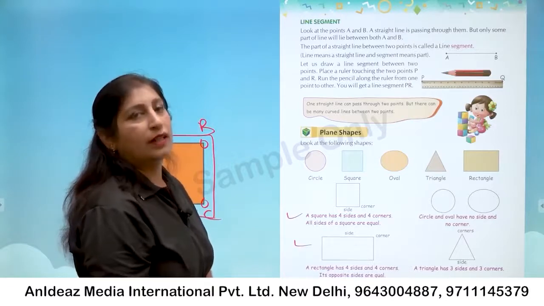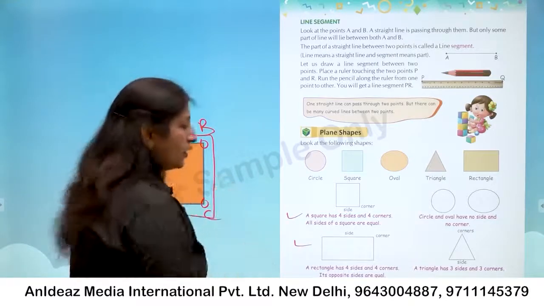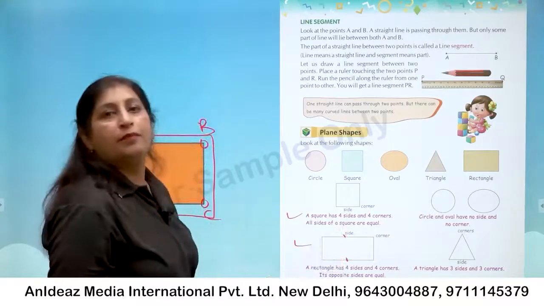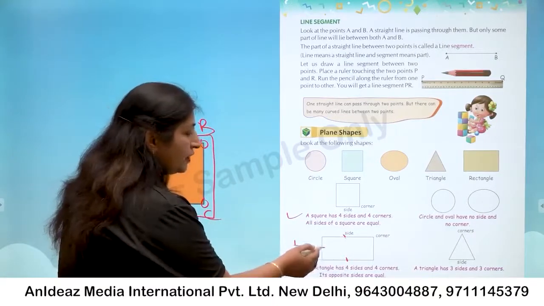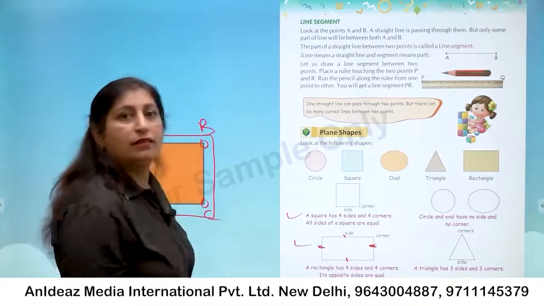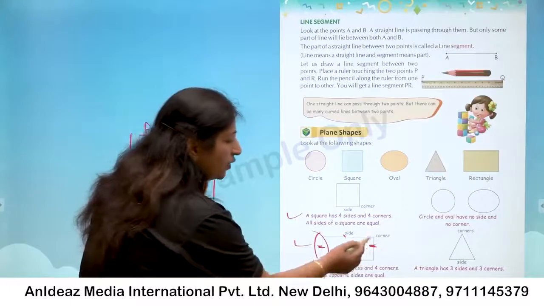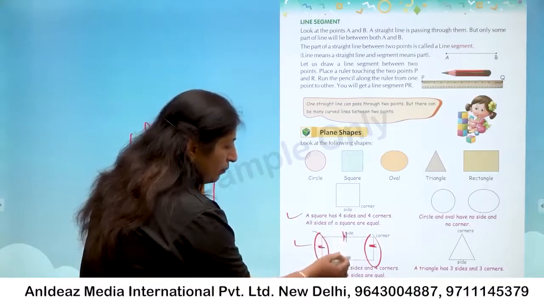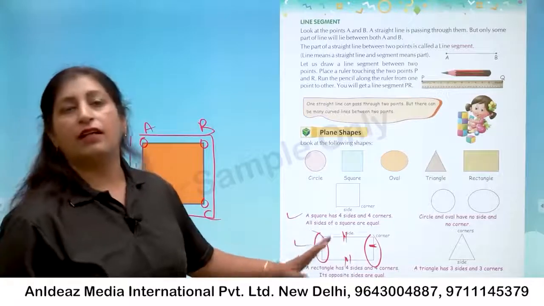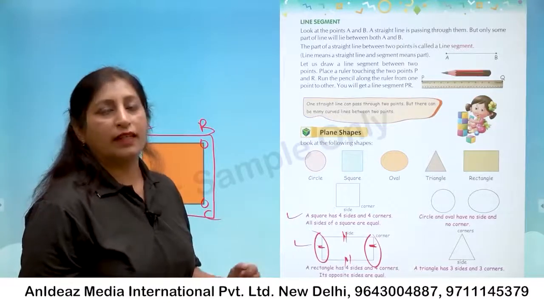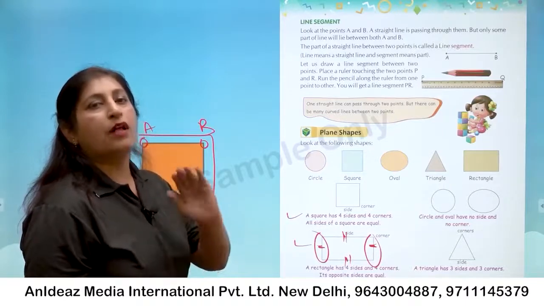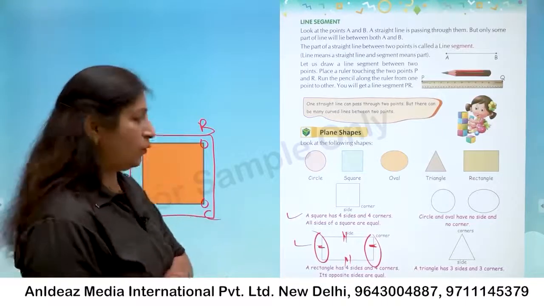You should mention in a rectangle that opposite sides are equal, means upper side is equal to lower side in length and left hand side length is equal to right hand side. Both of these are equal in length and upper side is equal to lower side in length. This is how you can give the characteristics of a rectangle, that a rectangle has 4 sides, 4 corners. Also, opposite sides of a rectangle are equal.